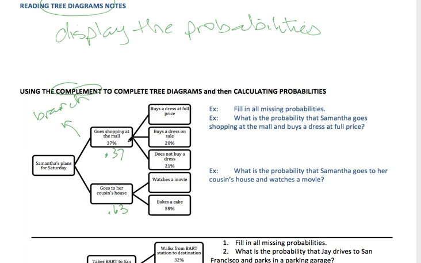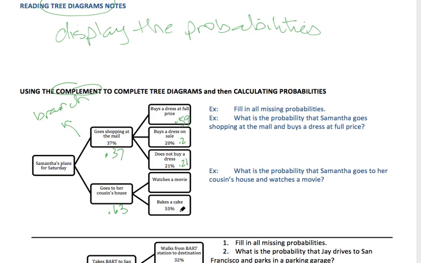If she goes shopping at the mall, she's doing one of these three things. She's either buying a dress at full price, she's buying a dress on sale, or she does not buy a dress. Okay, she's doing one of those. So if we know that buying the dress on sale is 20% or 0.2, and does not buy a dress is 21%, then the probability she is going to buy a dress at full price is 0.59, because I add these three together and they have to add up to 1.